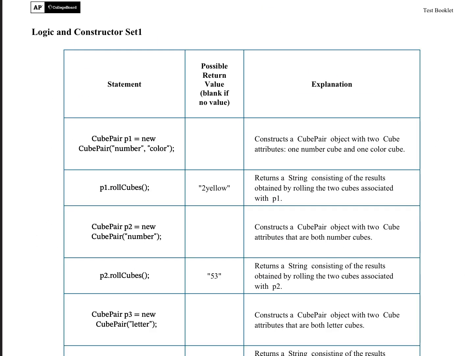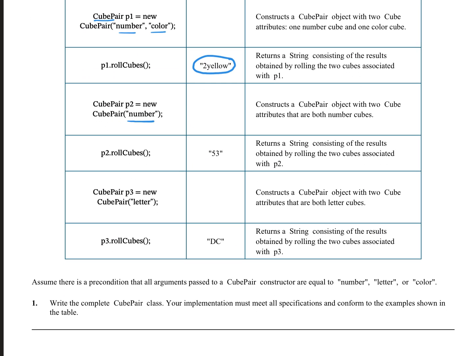So what we're going to write is, our cube pair is going to be two different cubes. So notice our cube pair here is going to take a number and a color. If we roll a number cube, it's going to return the two different rolls concatenated together. We can also create a cube pair with only one parameter, and that means both dice are going to be the same type. We're asked to write the entire class, so two constructors and a roll method.